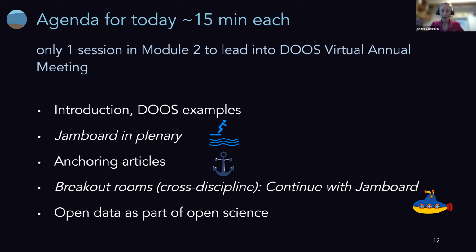Then we're going to talk about our anchoring articles for today. We have 2 anchoring articles in the syllabus. Then we'll go into the breakout rooms. Again, these will be cross-discipline, where we'll be able to discuss which, the Jamboard has several pages, so you'll be able to discuss which you're interested in. And then we'll end with some more concepts of open data as part of open science.